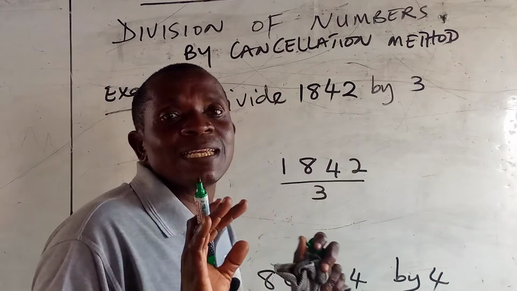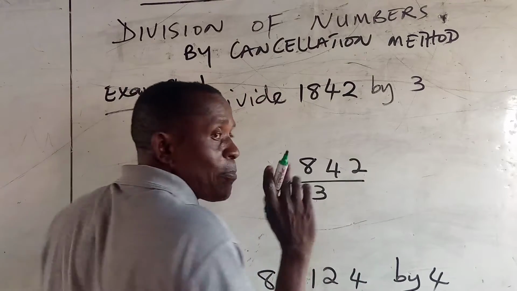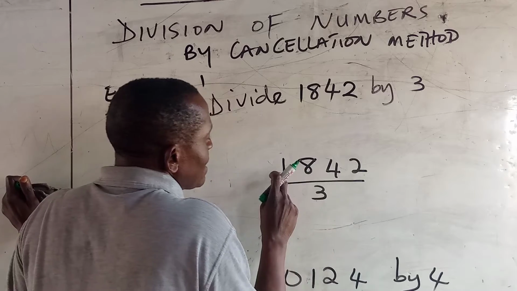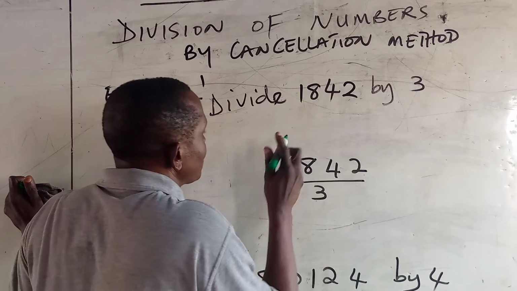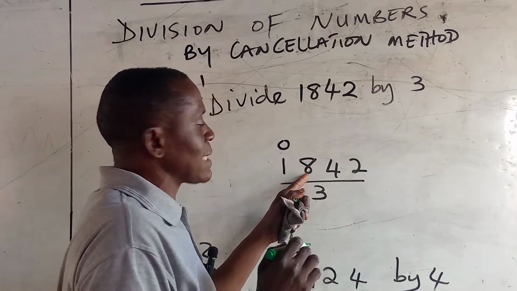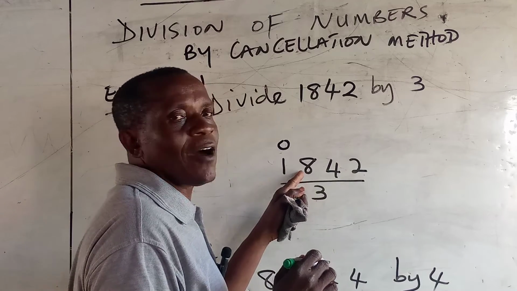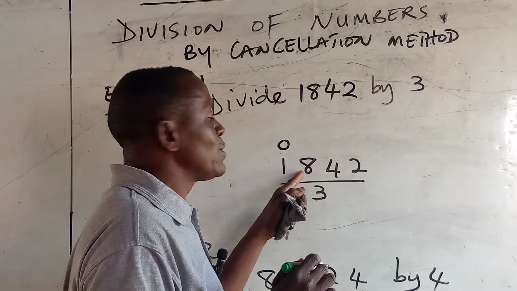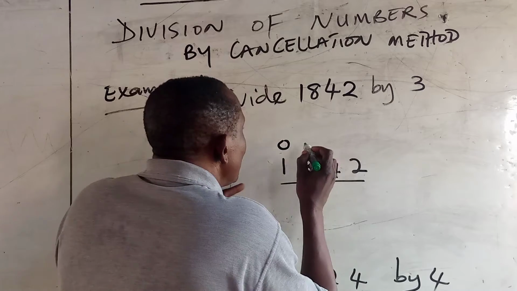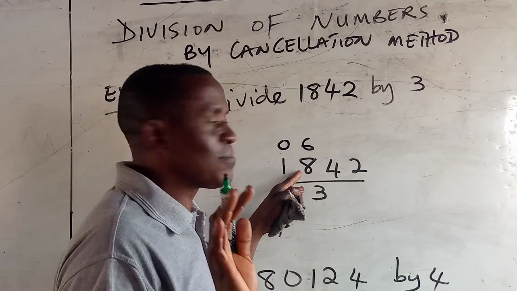Just the way I did the long division method, it is almost the same thing. I'll pick the numbers one after the other. 3 into 1 is not possible. Write 0. Join the second number to it, it becomes 18. 3 into 18, how many times will it go? It will go 6 times because 6 times 3 is 18. So write the 6 at the top. Is there any remainder? No remainder.